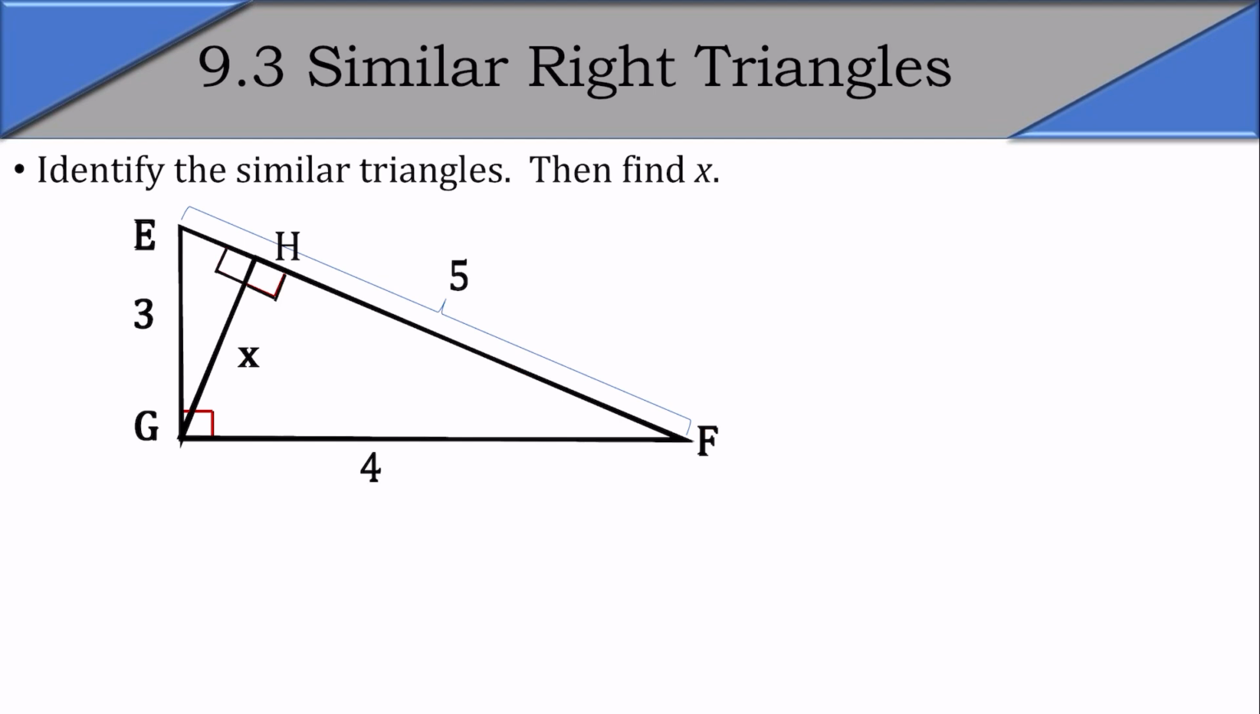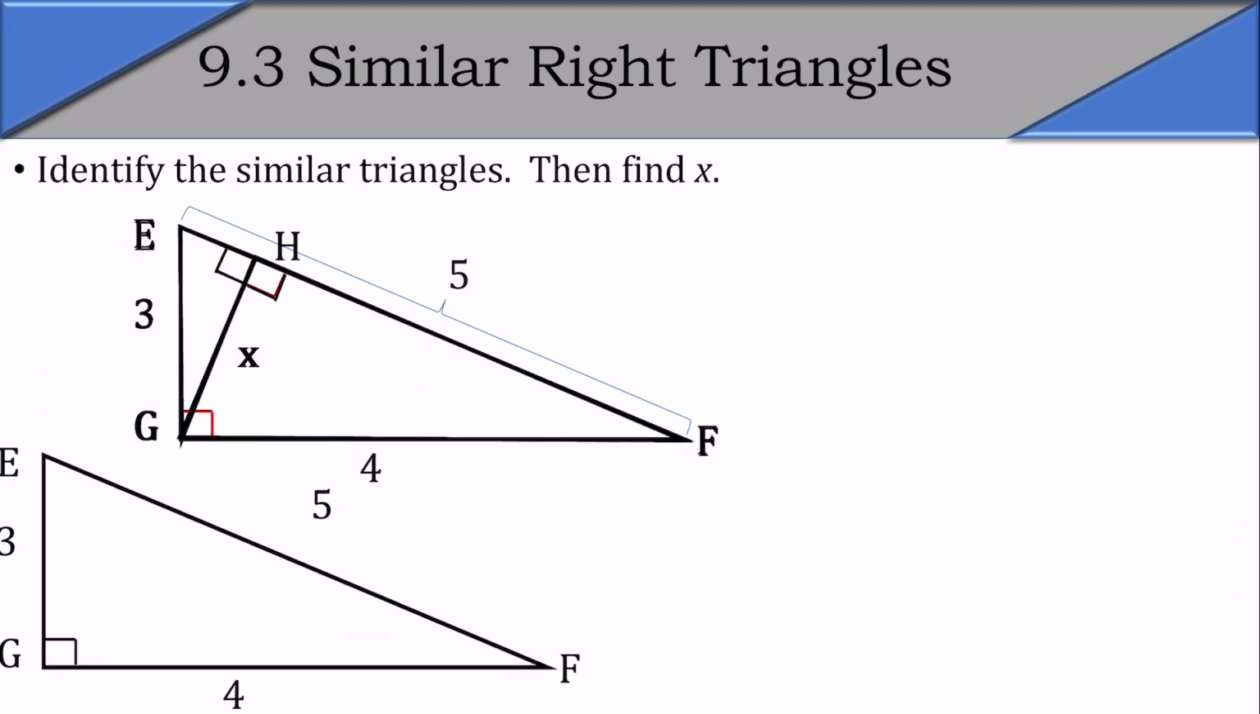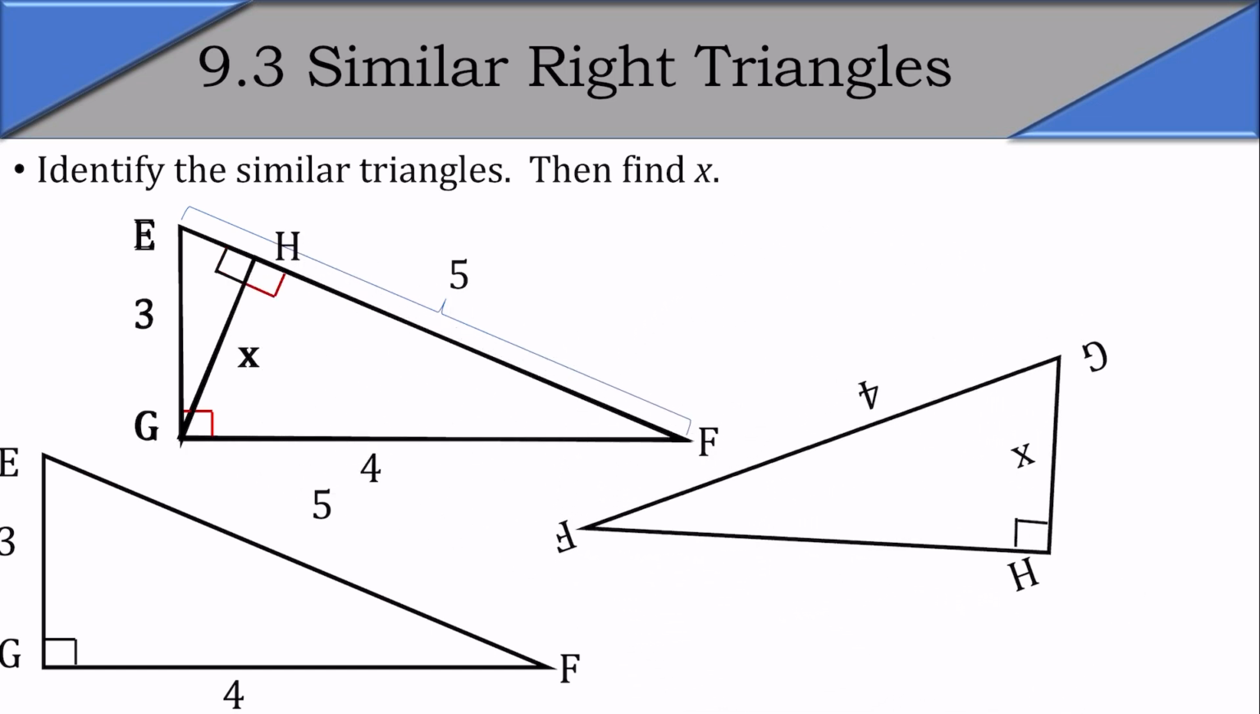Let's identify the similar triangles and then find x. One way to find the similar triangles is to redraw the triangles and line them up. So there's the large original outside triangle, there's the medium-sized triangle, and there's the small triangle. So now we can see the corresponding parts.